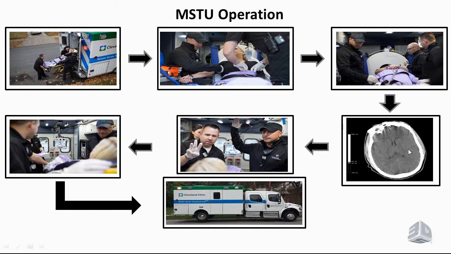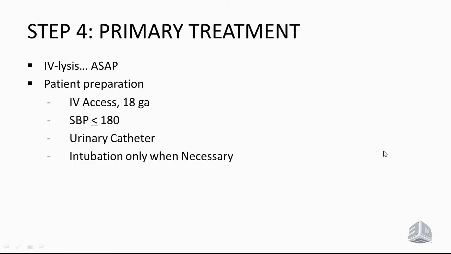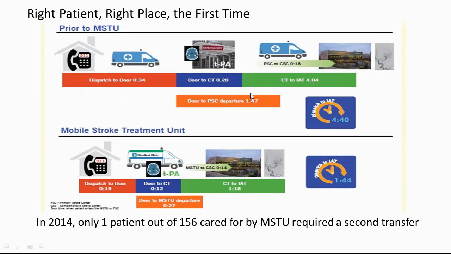But if it's a high score, or if we see a hyperdense vessel suggesting a large vessel thrombus on the CT scan, then they're taken immediately to an intensive stroke center where we have endovascular capability. So IV lysis ASAP, and we get the patient prepared by getting adequate intravenous access, controlling their blood pressure, again checking serum glucose, getting a urinary catheter in, intubation if necessary, although to be honest we like to avoid that because it sort of ruins your neurologic exam.